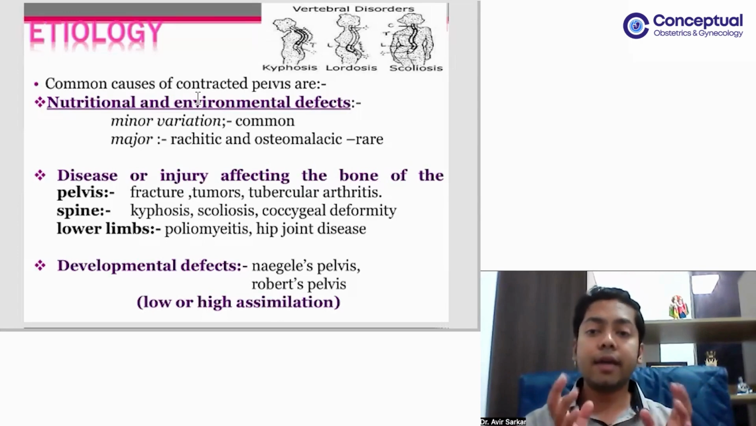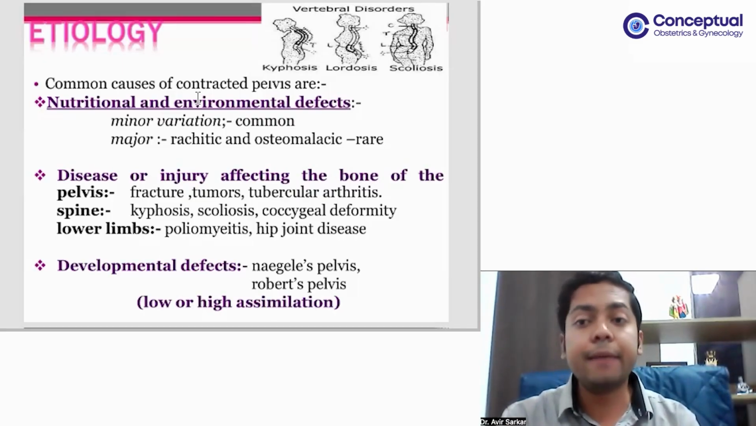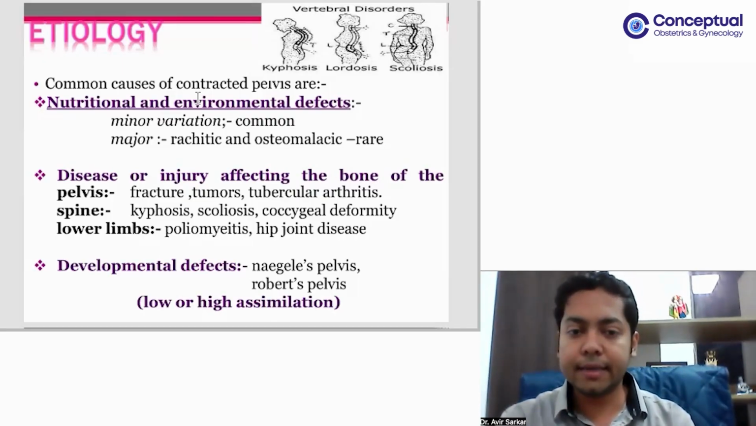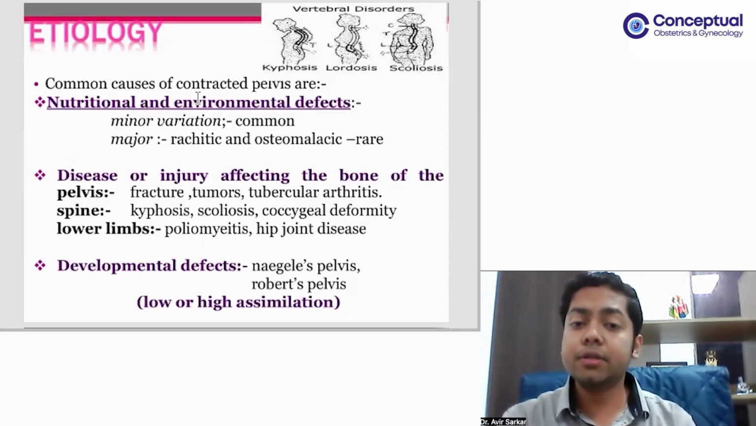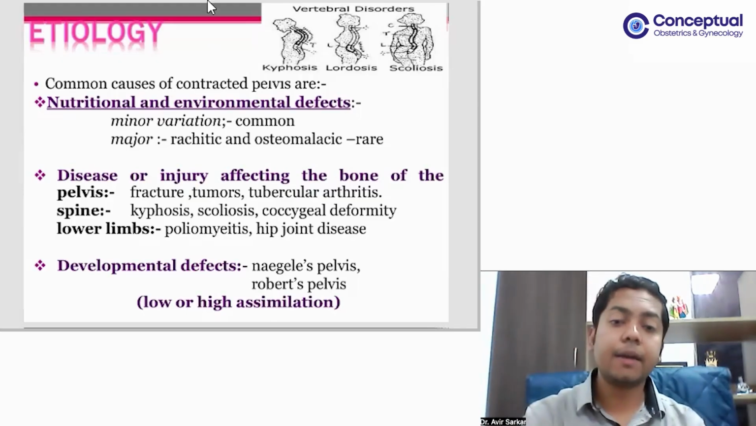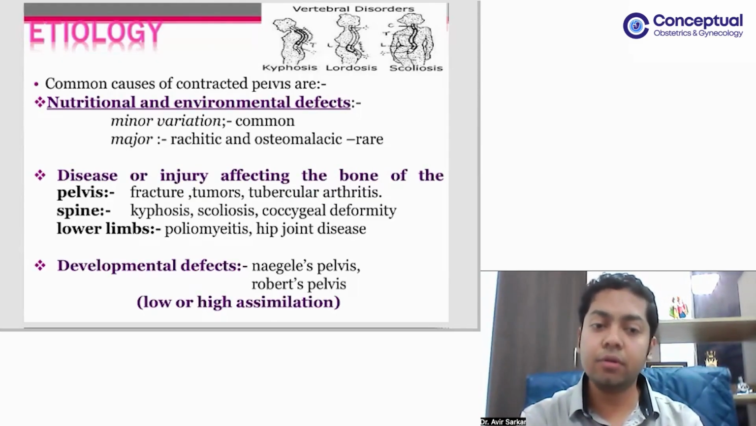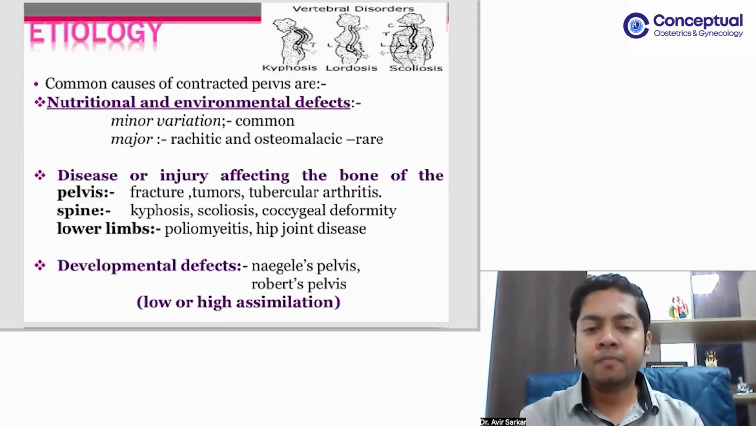In that case, what happens? Your pelvis, the diameters will also be affected. Then there can be injury to the bones, like fracture, tumors or tubercular arthritis. Spines can also be affected as shown in the picture above. There can be kyphosis, scoliosis, coccygeal deformities, this you all know. Or there can be lower limb defects, like in the form of poliomyelitis or hip joint diseases.